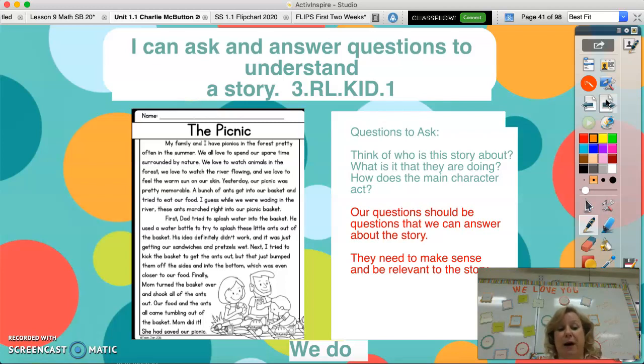What you can do is come back to this lesson if you have any questions, and we will continue working on Charlie McButton.